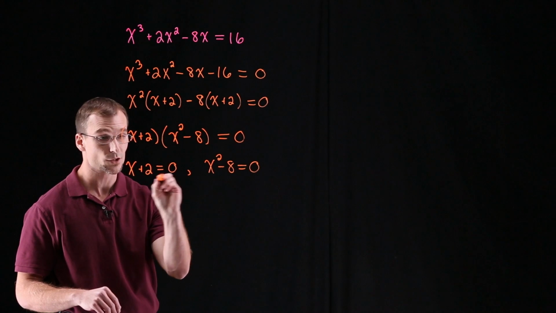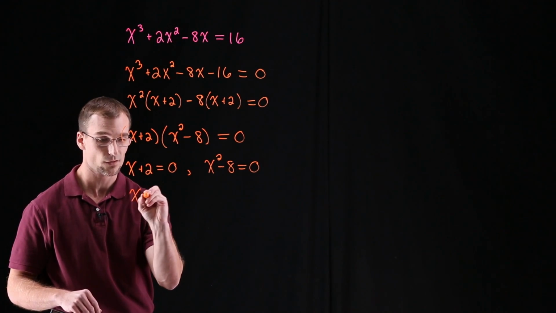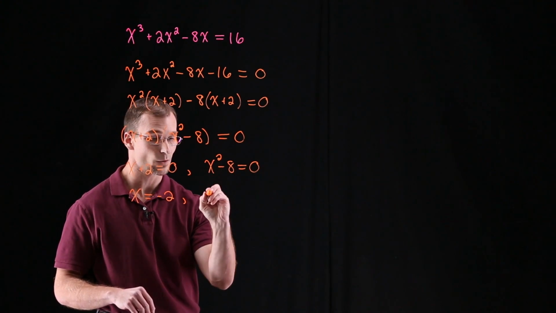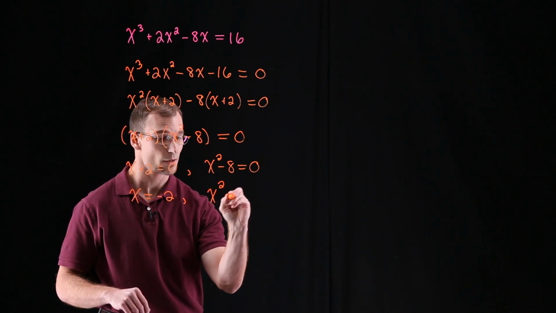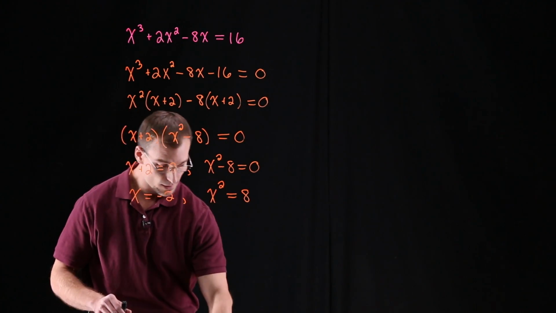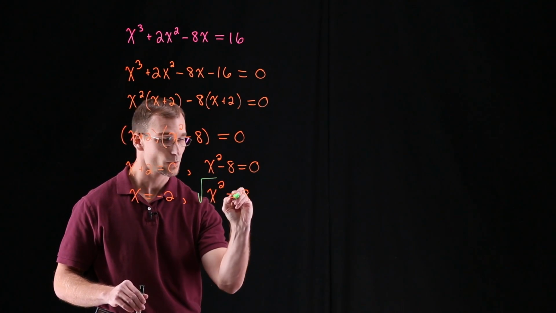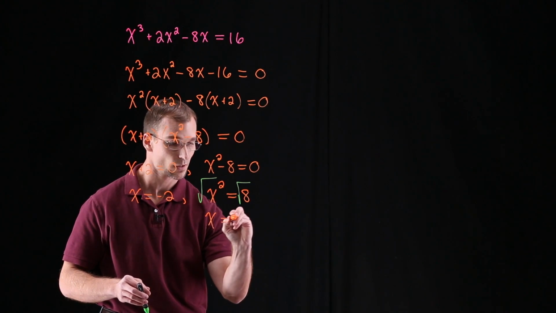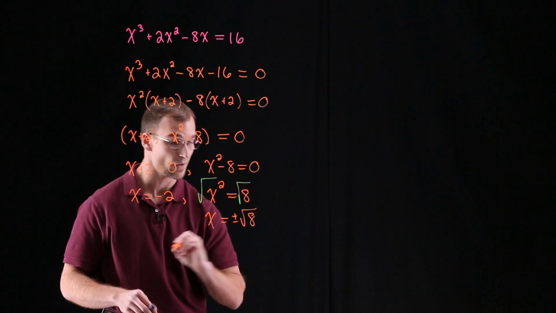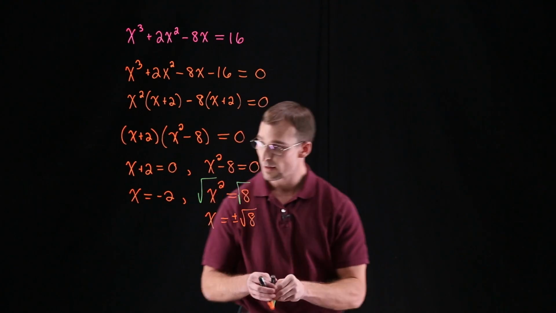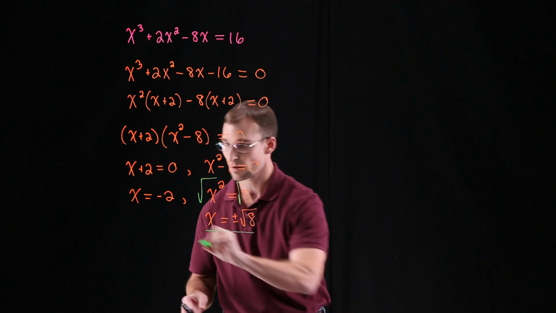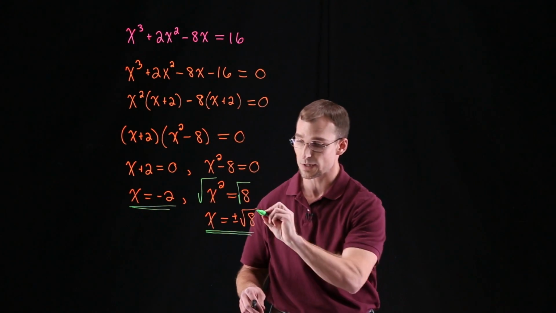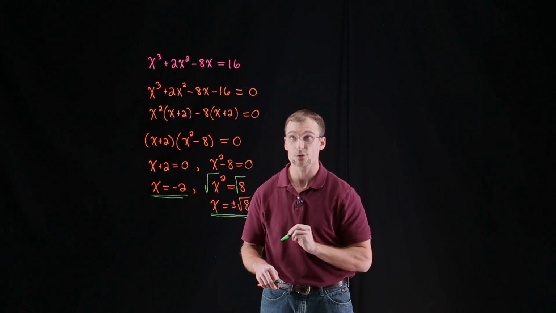For x plus 2 equal to 0, we just subtract 2 from both sides and get x equals negative 2. And for our x squared minus 8, we'll add 8 to both sides, giving us x squared equals positive 8. Taking the square root of both sides, we'll get x is equal to plus or minus the square root of 8. So what we have here are potentially 3 solutions: x equals negative 2, x equals positive the square root of 8, and x equals negative the square root of 8.